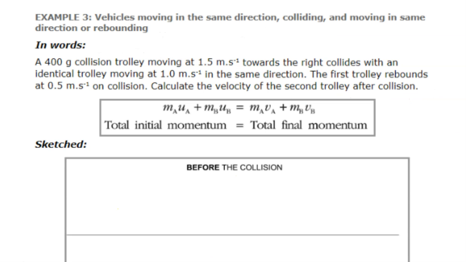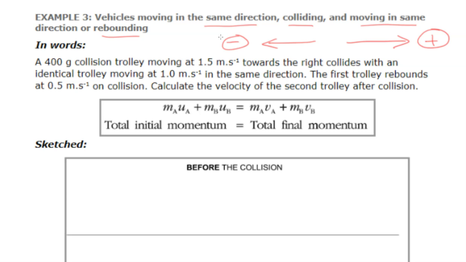Moving on to example 3, we've got vehicles both moving in the same direction. They collide and they either keep going in the same direction or they rebound. So we need to determine this, and this is where our signs will come in. If we've got an object that has a positive value in the end, it indicates its velocity is to the right. If we get a negative value, it will indicate that it's moving towards the left.